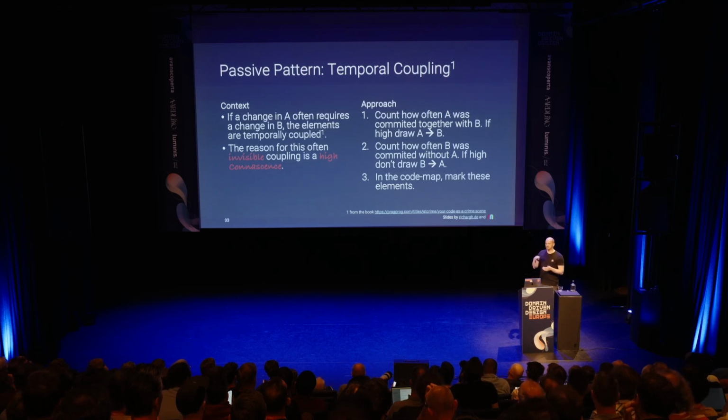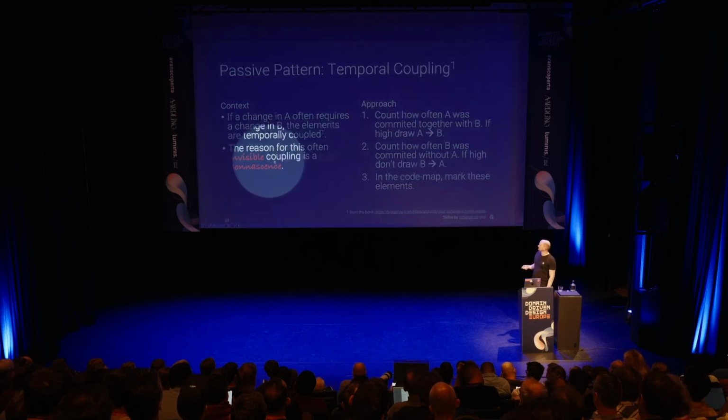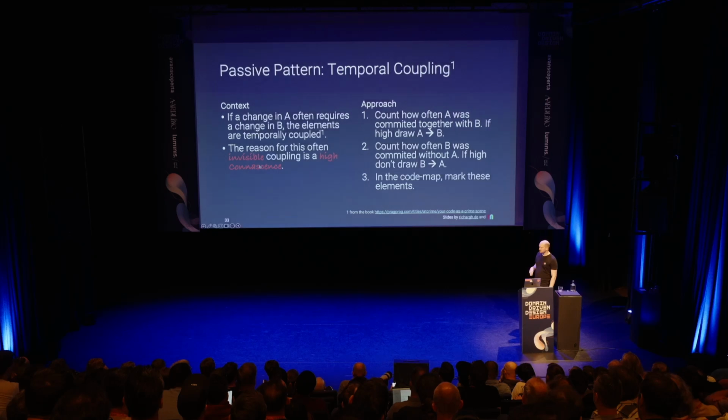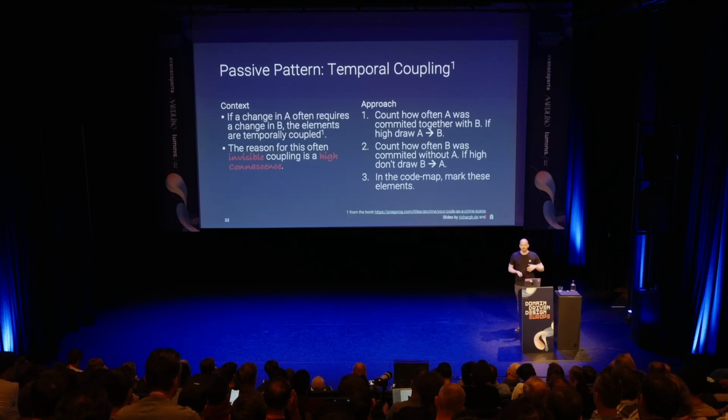And this coupling is not necessarily visible. The import statements before, they also are visible. You can graph them, they're static. The reason for this coupling, which we'll get into, is a thing called coherence. And it's going to be very important for you when you want to clean that up. So you just count how often A was committed together with B. If it's high enough, you draw an arrow from A to B.